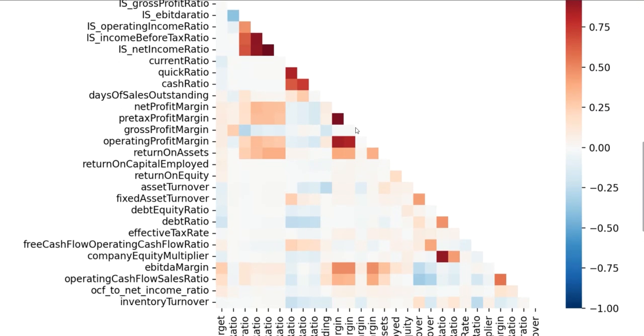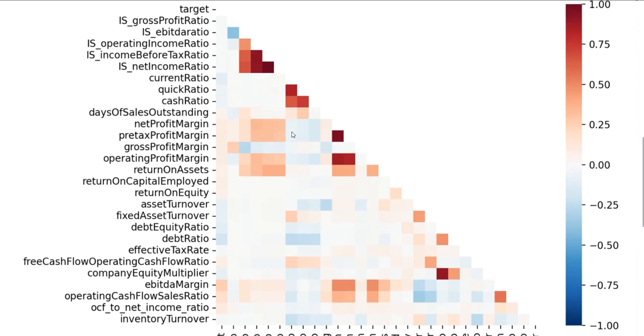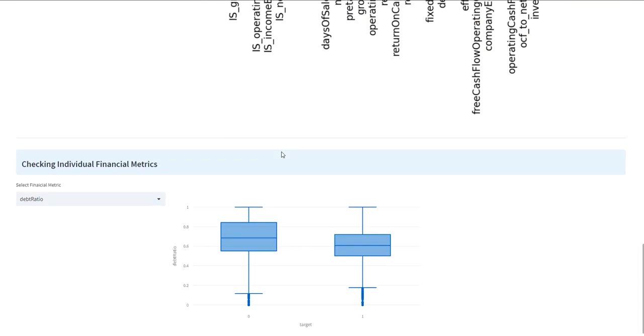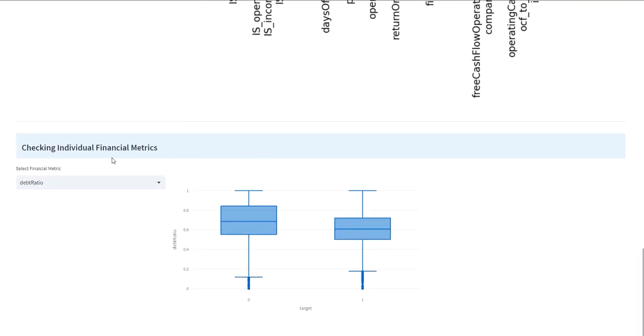But this is the overall correlation between the features, and you can also check individual financial metrics. This is debt. The higher the debt is, the more likely it is a speculative bond, a high yield bond, a junk bond. But the lower the debt ratio, debt to equity ratio, or debt to asset ratio, the more likely it is to be an investment bond.